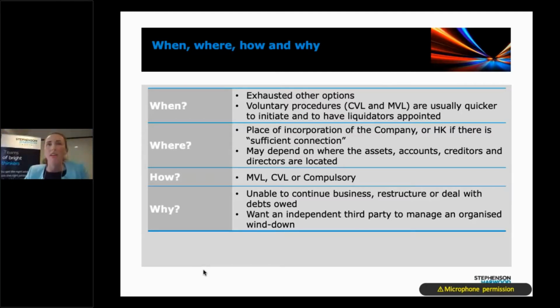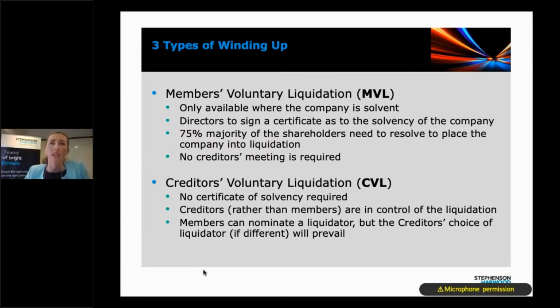There are 3 types of liquidation or winding up in Hong Kong, and I'll touch on them on the next slides. Again, where you choose to wind up may be based on where the company is incorporated, or it may be where it has more of a sufficient connection, where it really physically is more connected to. So moving on to the next slide, I've mentioned MBL and CBL. These are the 2 voluntary processes. MBL is only available where a company is solvent.